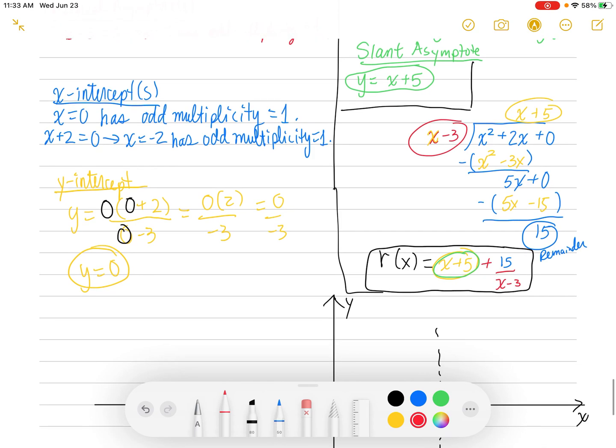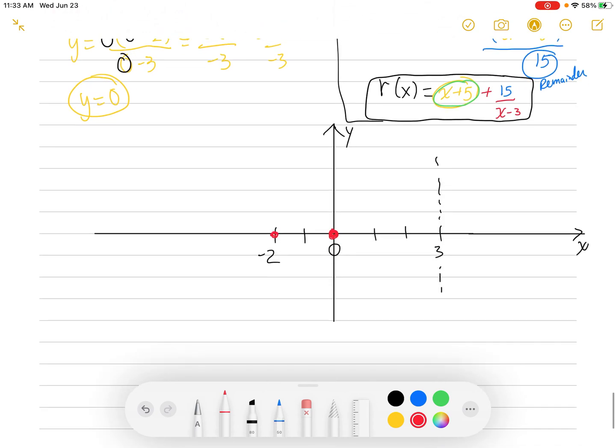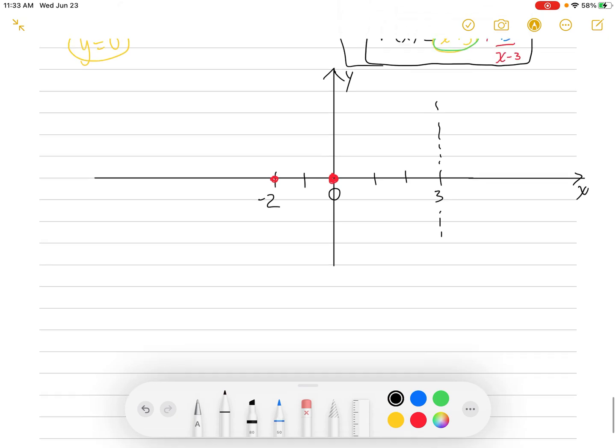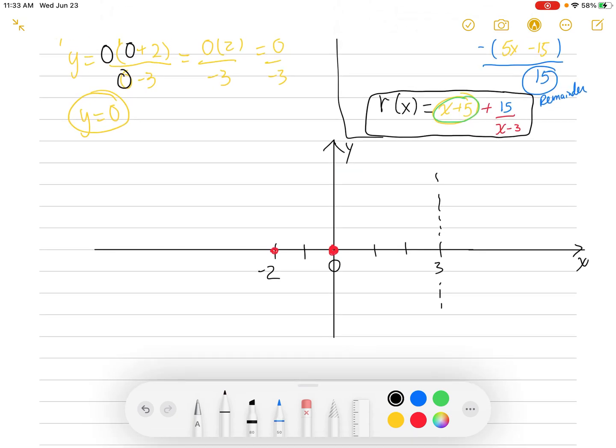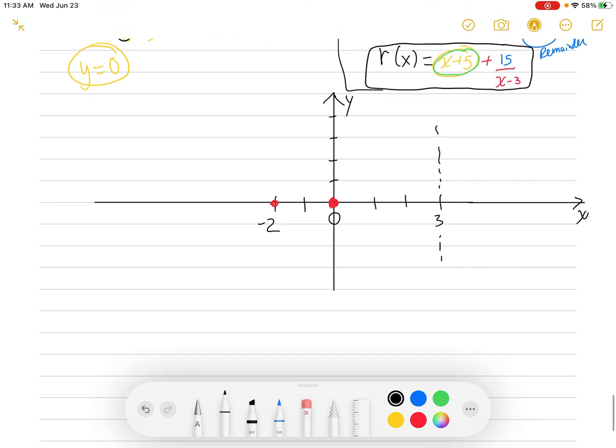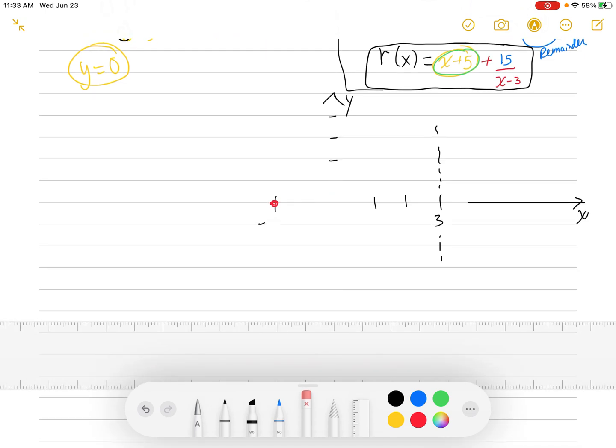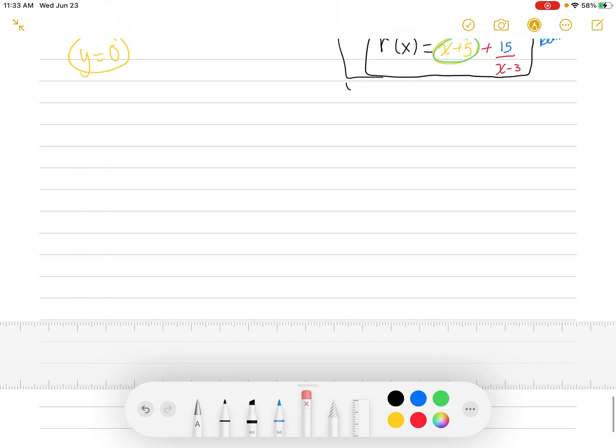And I have a slant asymptote. Oh, slant asymptote, y equals x plus 5. So y equals x plus 5 is going to be a line, right? It's going to have a y-intercept of 5 and a slope of 1. So we're going to start off with our y-intercept of 5. 1, 2, 3, 4. Yeah, so I haven't really given myself enough space, obviously.